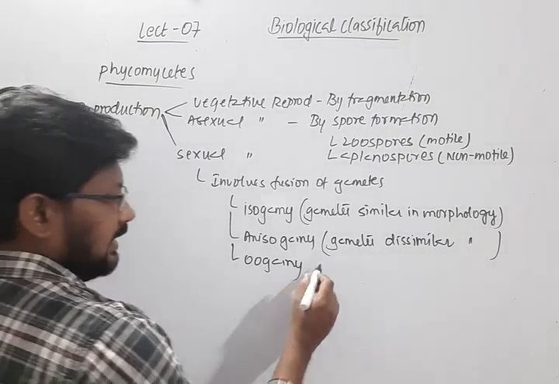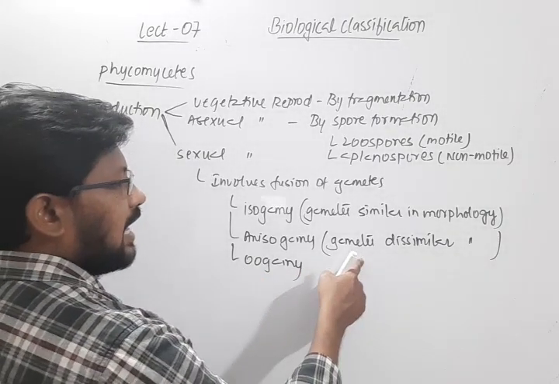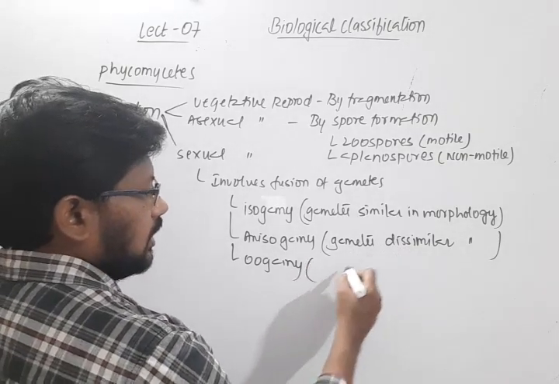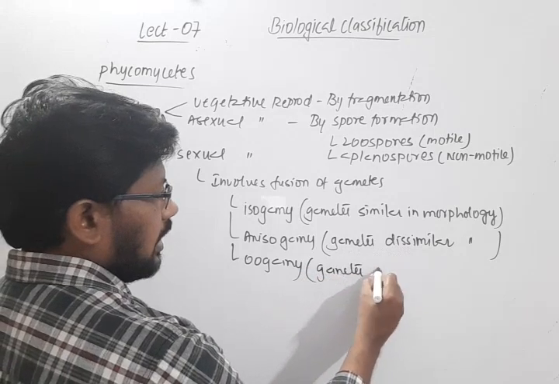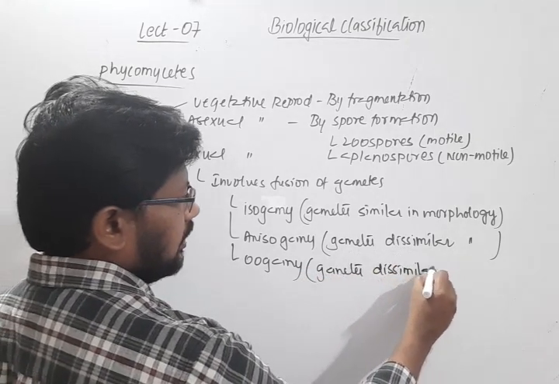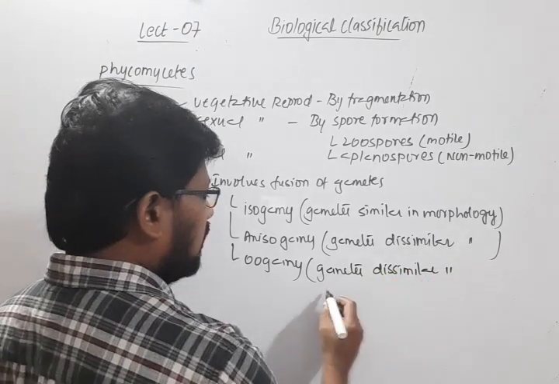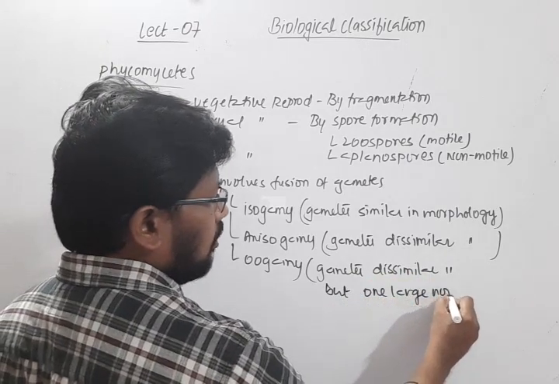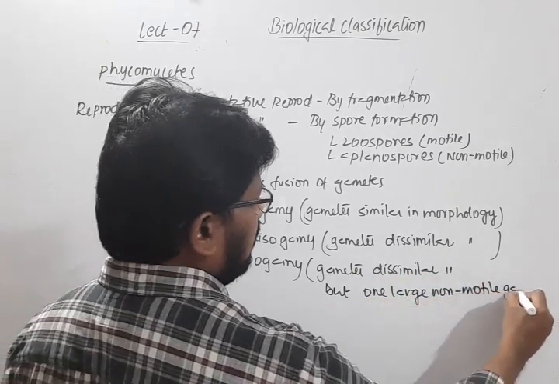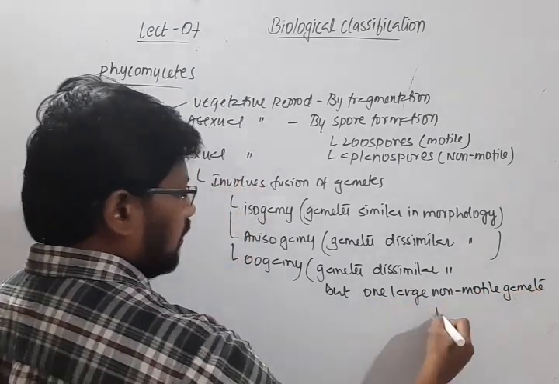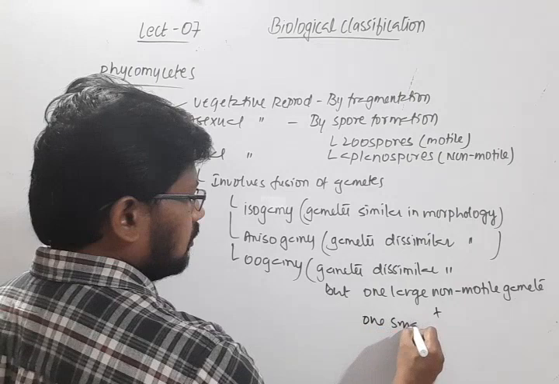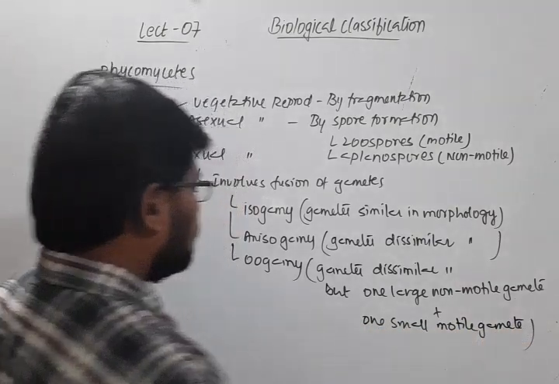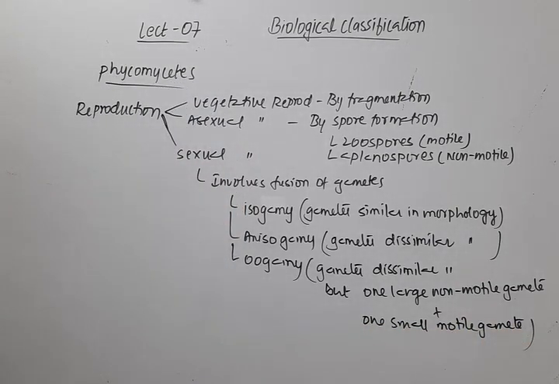The same thing in oogamy also: the gametes are dissimilar in morphology, but here we see one large non-motile gamete fused with one small motile gamete. This is the condition we call oogamous.